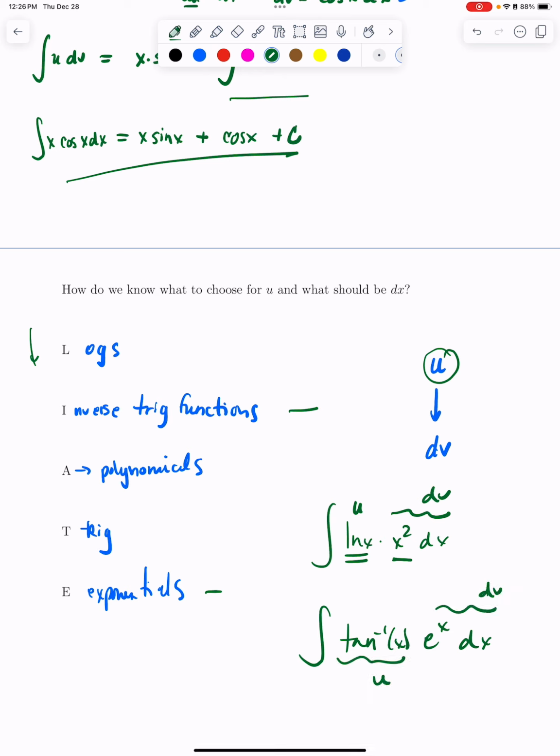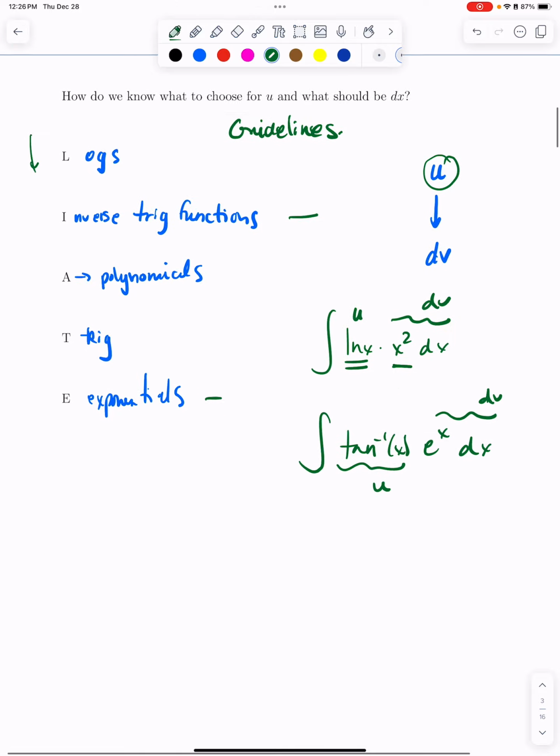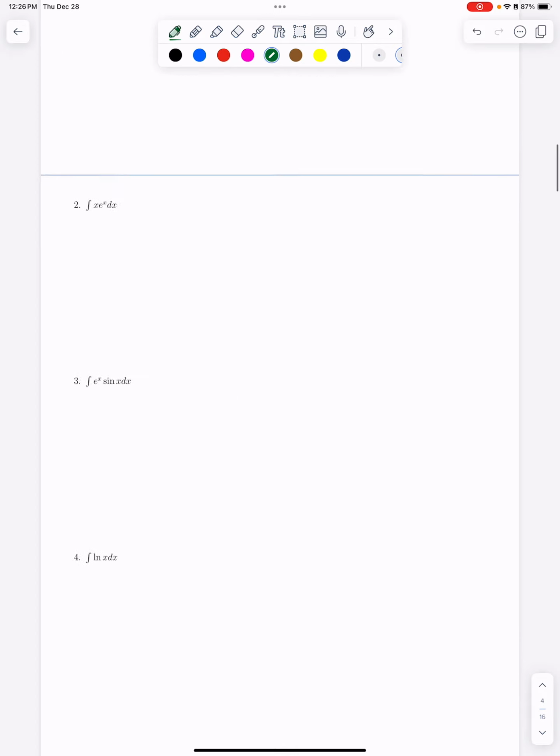Okay, so these are some guidelines that might help you when you decide to tackle integration by parts. All right, I'm going to pause this video and we'll pick back up with some more examples that we work through together.